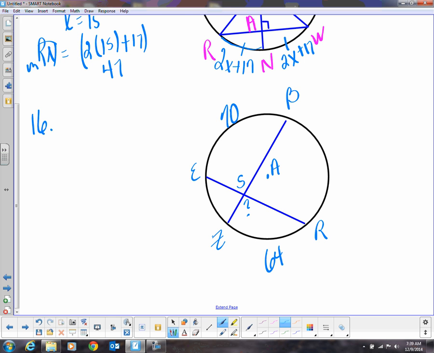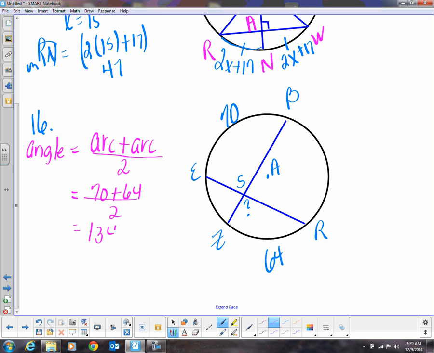Where is that center, Bree? Okay, what's the formula then? What does the angle equal? Arc plus arc divided by 2. Were you given both arcs? 70 plus 64 divided by 2, 134 divided by 2 should be 67. Is that right? Did I do 67? Okay. What's next?